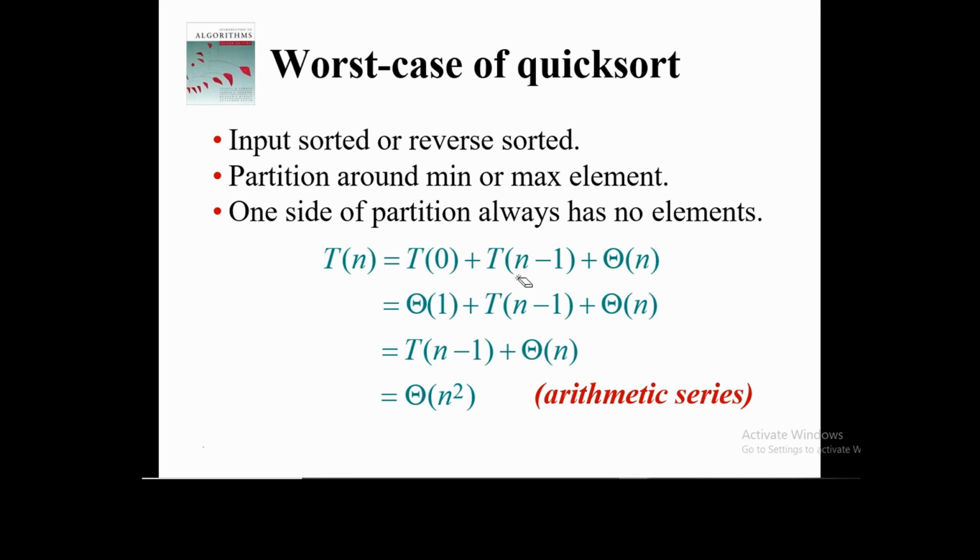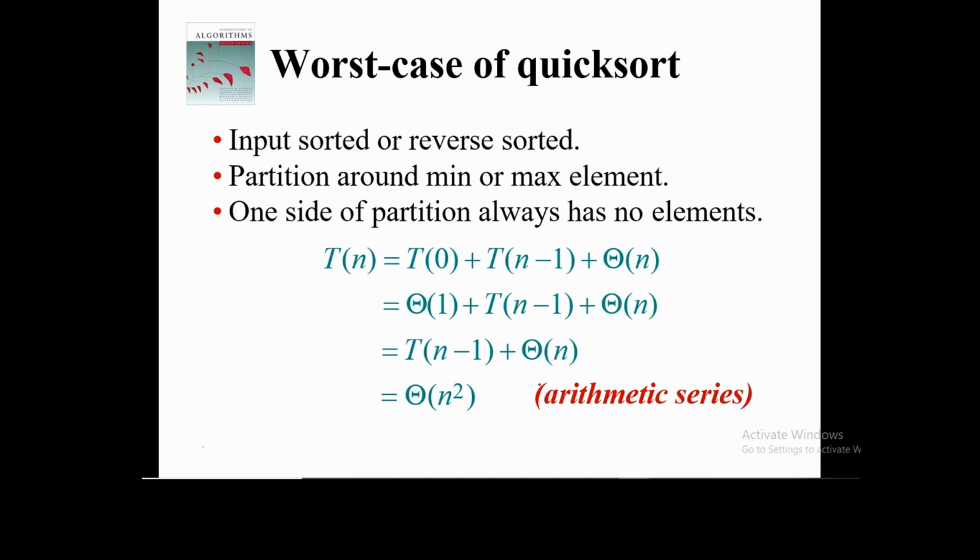What is theta(n)? It is the cost of the partitioning procedure. Our partition function was executing from p to r, basically p plus 1 to r. So we are assuming it is executing n times, so the cost of that partitioning procedure will be n. So we have this recurrence relation: T(n) = theta(1) + T(n-1) + theta(n), and we can solve it by, let's suppose, the iteration method.